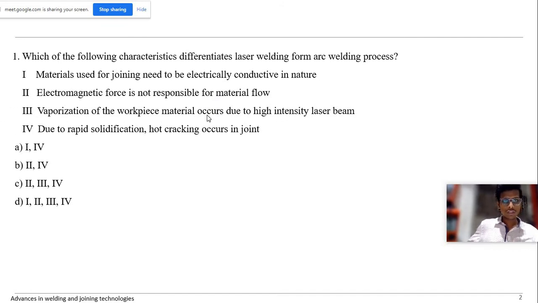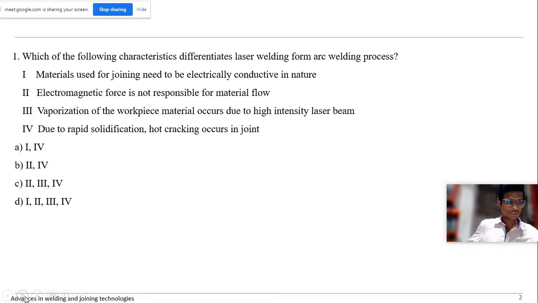And the vaporization of material occurs due to a high intensity laser beam. As already discussed in my assignment, and also sir has explained in detail, in laser welding there are two types of modes: conduction mode and keyhole mode. This third option is basically from the keyhole mode: vaporization of the workpiece material occurs due to the high intensity laser beam. Yeah, this is true.